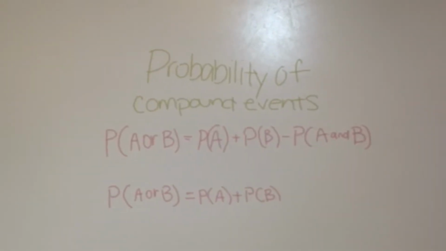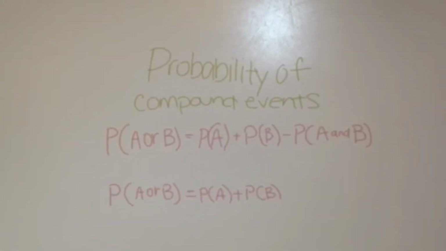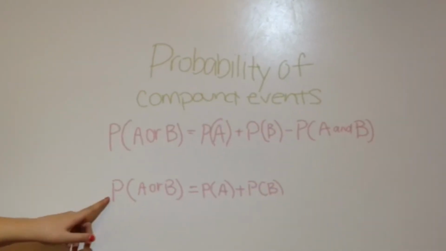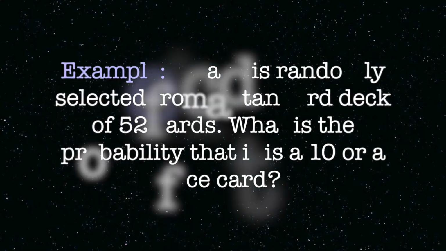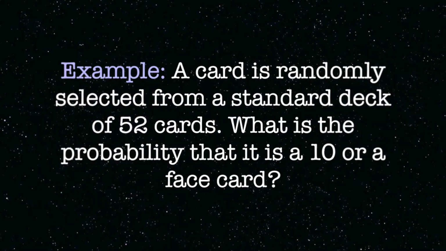If A and B are disjoint events, then the probability of A or B is P(A or B) equals P(A) plus P(B). Example, a card is randomly selected from a standard deck of 52 cards. What is the probability that it is a 10 or a face card?